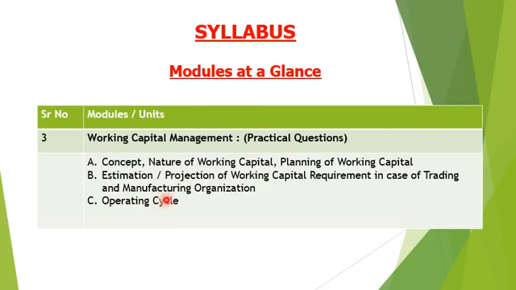Here the third part, the C part, is the operating cycle. Operating cycle means the first is cash. With cash we purchase raw material, then raw material is converted to work in progress or semi-finished goods, then the semi-finished goods are converted to finished goods. If the finished goods are there, then we have to sell the goods. Sales are related to the debtors, and the debtors are related to cash as well as credit. This is the operating cycle which we learn in working capital management. It is an easy and interesting topic.